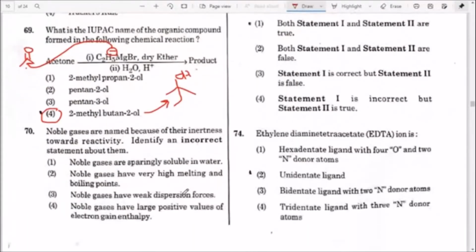Next, question number 70. Noble gases are named because of their inertness towards reactivity. Identify an incorrect statement about them. Option number 2 is the incorrect statement. Noble gases have very high melting and boiling points. They are gases, so melting and boiling points are going to be low.